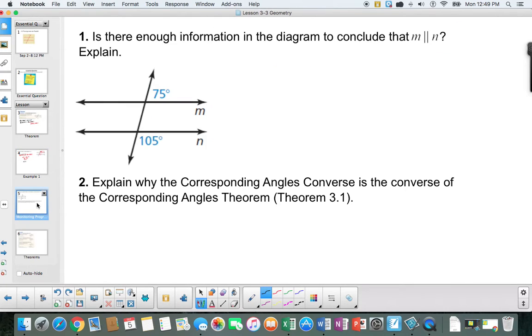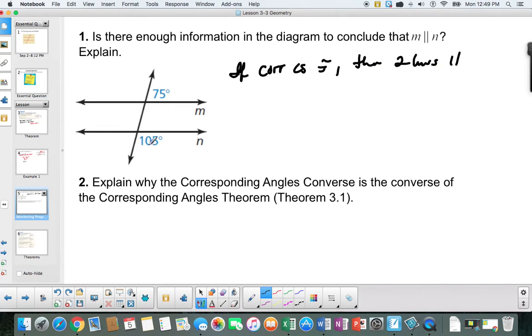Let's take a look at another example. Is there enough information in the diagram to conclude that m is parallel to n? So far I can only use one theorem. If corresponding angles are congruent, then the two lines are parallel.